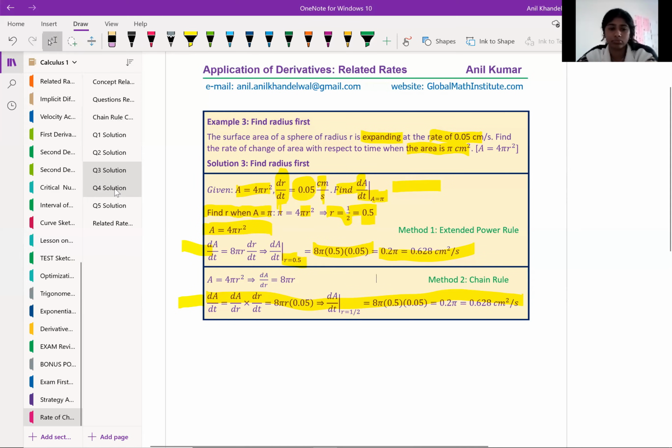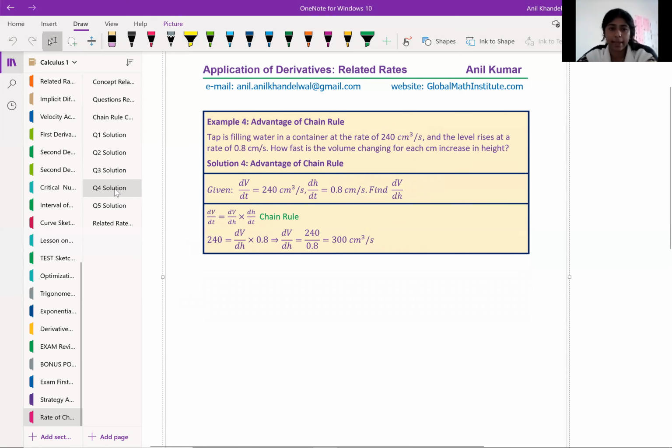Now let's move on to question number 4, which is: a tap is filling water in a container at the rate of 240 centimeter cubed per second. The level rises at a rate of 0.8 centimeters per second. How fast is the volume changing for each centimeter increase in height? You see that? How fast is the volume changing for each centimeter increase in height?